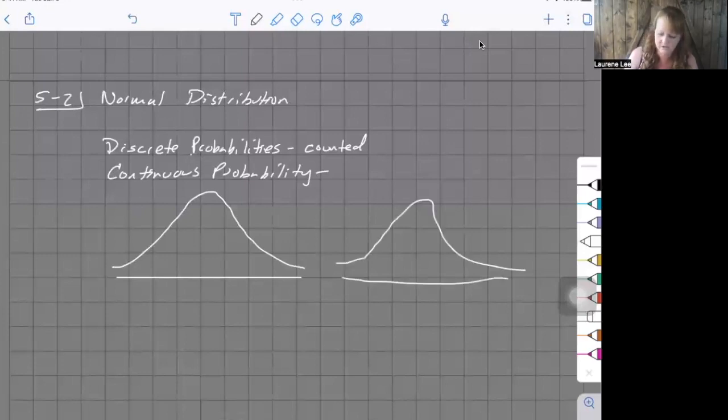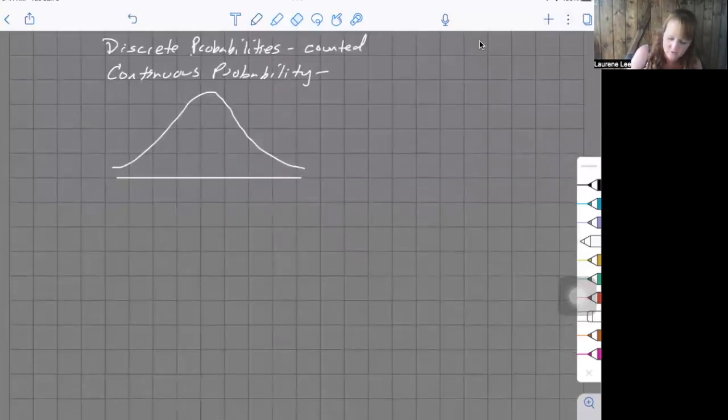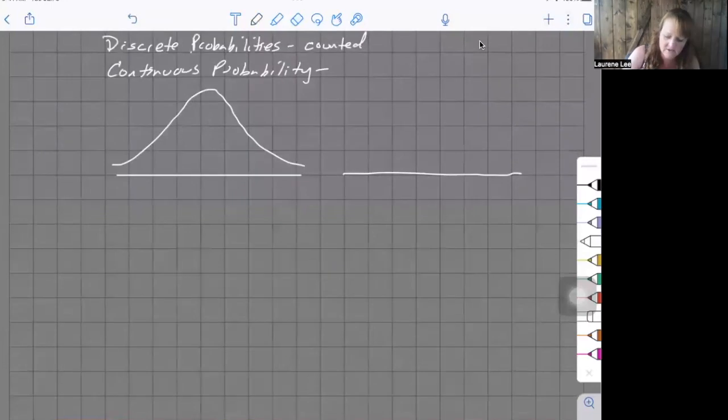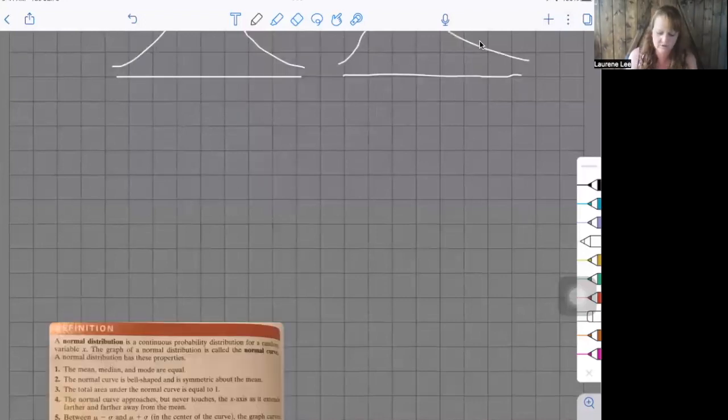Let me try that drawing again. We're going to look at one later in chapter 8 that goes up heavy like this, and then skews way out here to the right. That's a different kind of distribution, and that happens. But for the most part right now, we're going to focus on this normal distribution.